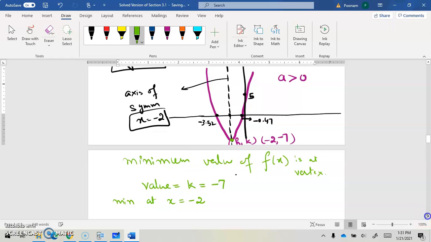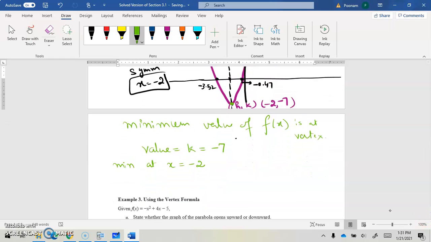Okay. And the last portion asks what the domain and the range are. The domain of a quadratic function, because it's a polynomial, is always negative infinity to infinity. Okay, because x goes over all x values, right? So because the domain is negative infinity to infinity, the domain covers all x values.